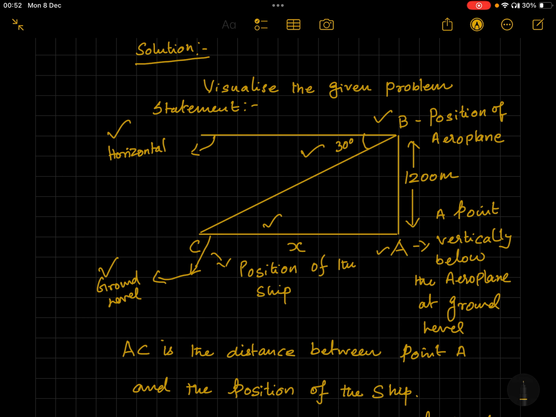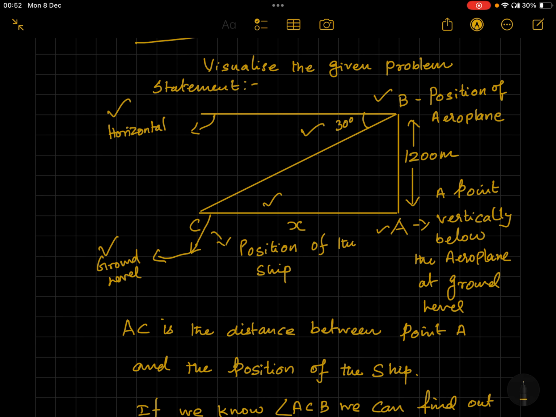If we know the distance between A and C, then we have actually solved 50% of the problem. And how to find the distance? Because we have been given only the angle of depression, we have to derive the angle of elevation. Let us call it theta.